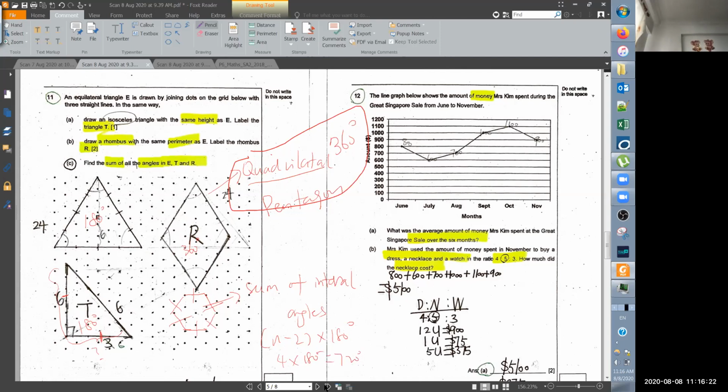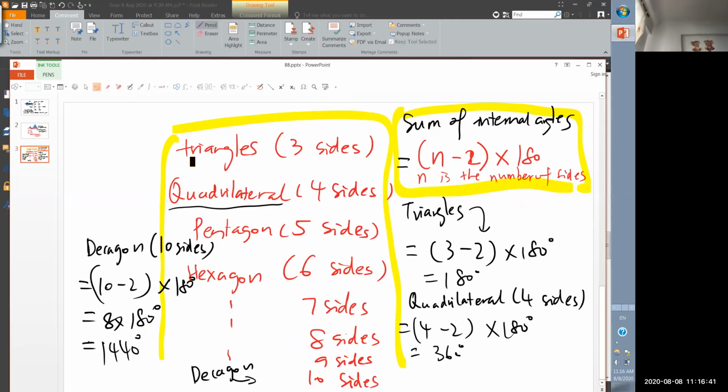And sometimes they ask you, what is the name of this 6-sided shape? Can you remember? I don't think so. That's the reason why I want you to go back and memorize everything here. 3 sides triangle, 4 sides quadrilateral, 5 sides pentagon, 6 sides hexagon, 7 sides something, 8 sides something, and 10 sides decagon. You have to go back and watch the recorded video in our last lesson and get this down and memorize them. Okay?